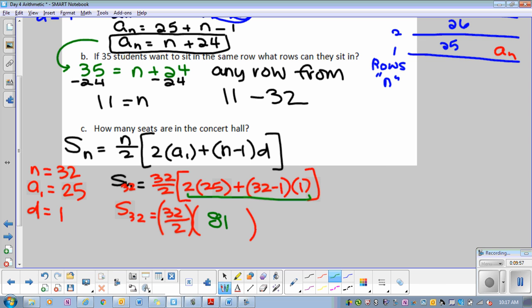So now what's 81 times 32 halves? 1296. Huh? 1296. 1296 seats total in this concert hall? Is that what you got? Yeah. See, and you can do that because there are only 32. But if they said like 50, well, I guess only as well as you can.